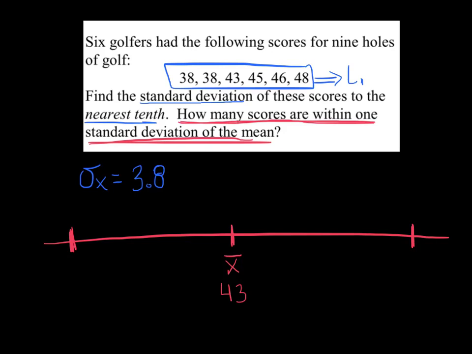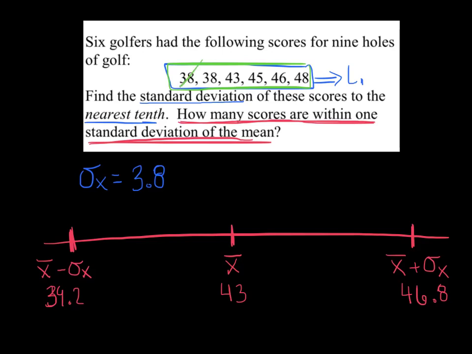Let's label this. I want to see really, really good notation tomorrow. Mean plus the standard deviation: 43 plus 3.8 is 46.8. On the lower end, the mean minus the standard deviation: 43 minus 3.8 is 39.2, I believe. The last thing we have to do is go through this list and count how many of those numbers fall between 39.2 and 46.8.